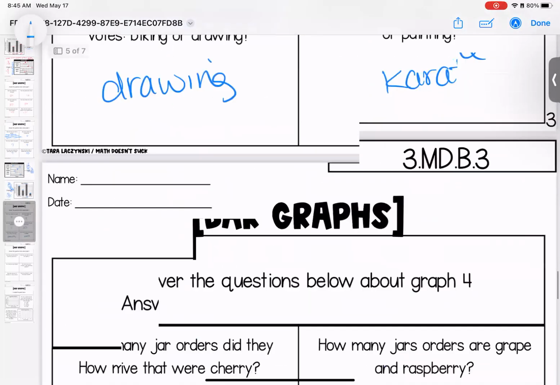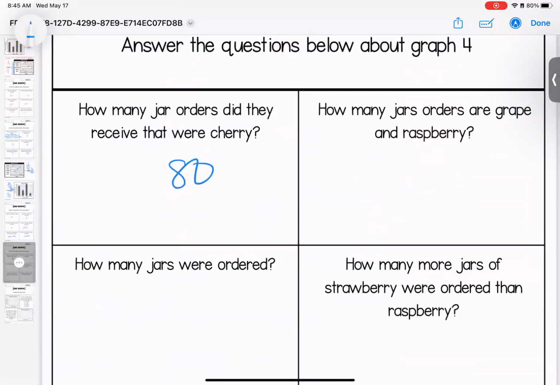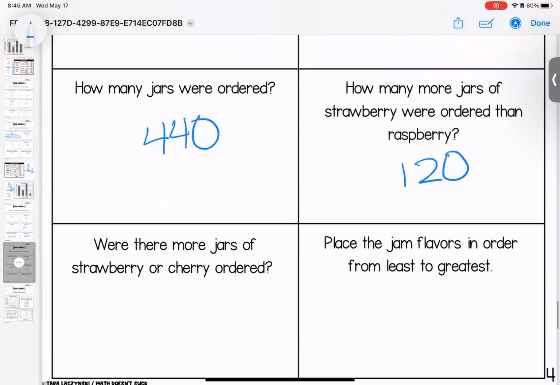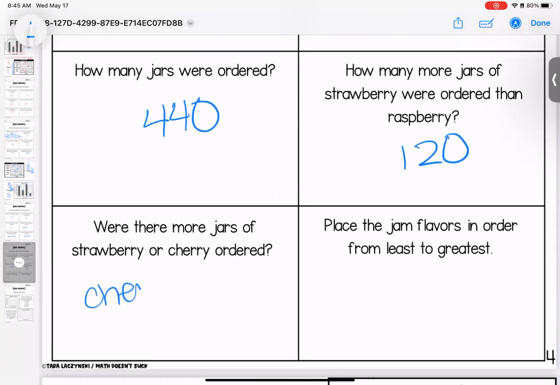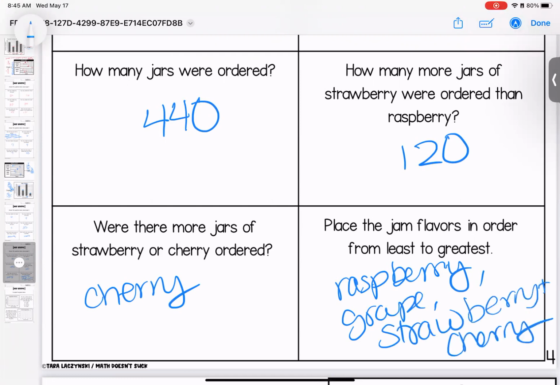Coming down to write it on the actual page. There were 180 cherry. 110 is the total for grape and raspberry. 440 orders altogether. How many more? So the difference was 120. There was more cherry. And then in order from least to greatest was raspberry, and then grape, strawberry, and cherry. Any questions on these kiddos? Go ahead and bring them with you to class.